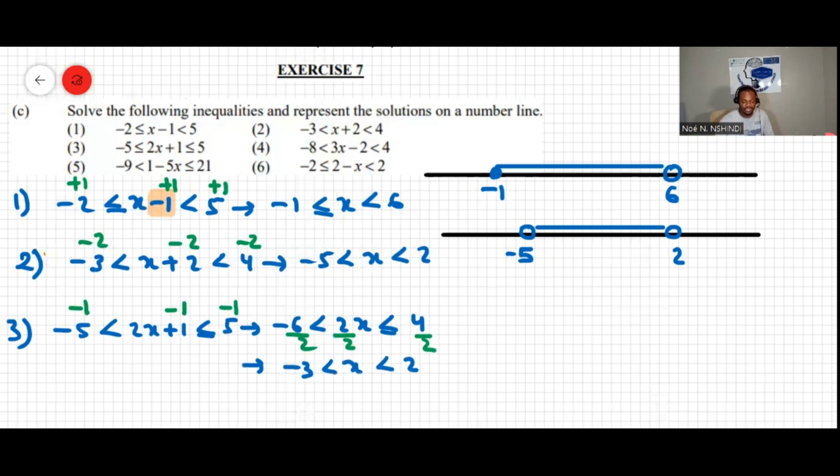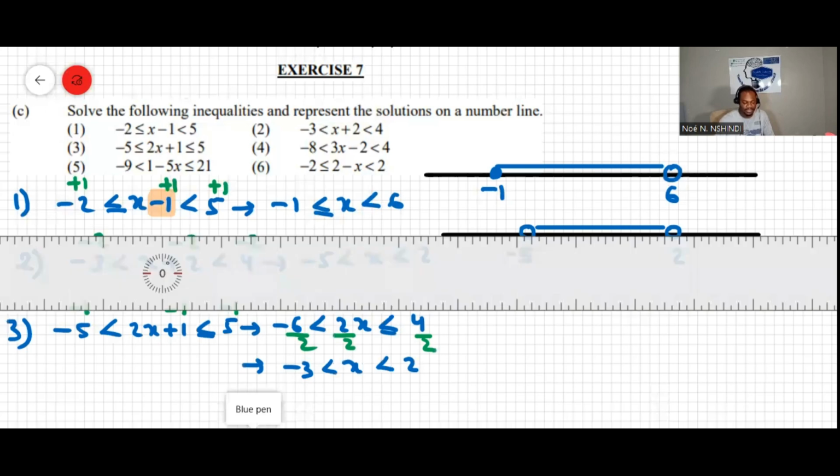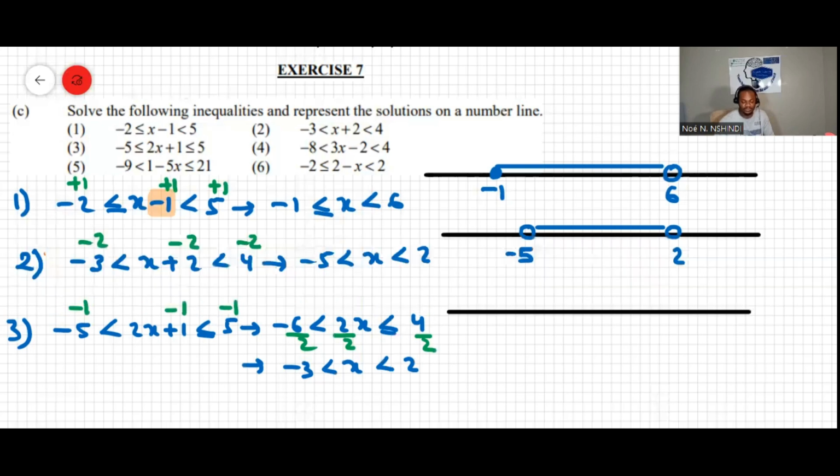Then we can draw our number line over here. We can put the critical values -3 and 2. Here it's less than or equal, so -3.